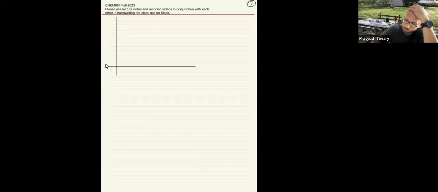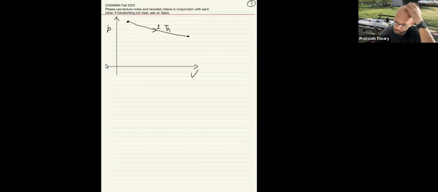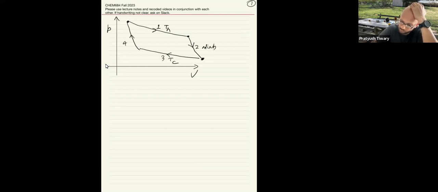Okay, so we have been talking about the Carnot cycle, which in a pressure-volume space looks like this: you start at a point, you do isothermal expansion, let's call it process 1, at a hot temperature. Then you do adiabatic. Then you do again isothermal cooling. And then you again do adiabatic. So this is process 2, which is adiabatic. Process 3 is isothermal at cold temperature, and process 4.